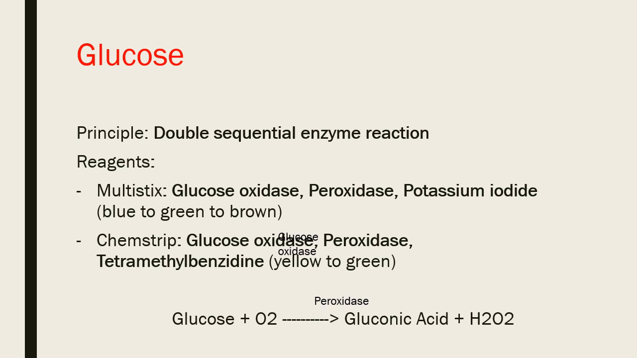And so with that one. Also, your tetramethylbenzidine that is employed in your chemistry will change from yellow to green as such. Glucose plus oxygen, in the presence of peroxidase, will give you your gluconic acid and your H2O2. And so that is the principle for your glucose.